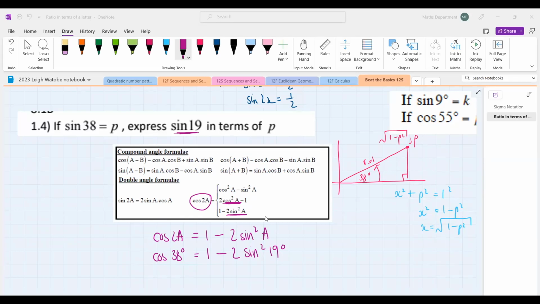Guys, go and substitute and fiddle around and tell me where you end up. Tando, what doesn't make sense? Tando, can you talk to me? Please unmute. What doesn't make sense? Hi, ma'am. Hi, I'm Tando. I'm just confused of how we went from sine 38 equals P to cos 38.